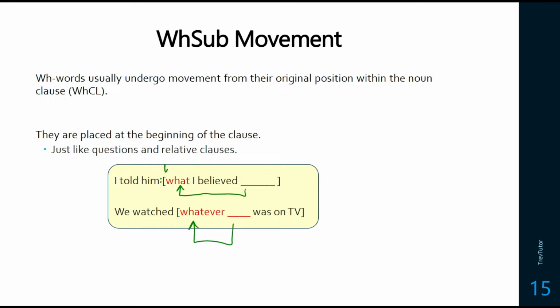So for what I believed, this is a WH subordinator now acting as a direct object. And for whatever, this would be a WH subordinator acting as a subject. So we can see how, and it's really the noun phrase hosting it, but we can see what's happening there with the movement and how the original function is being carried over under the noun phrase.